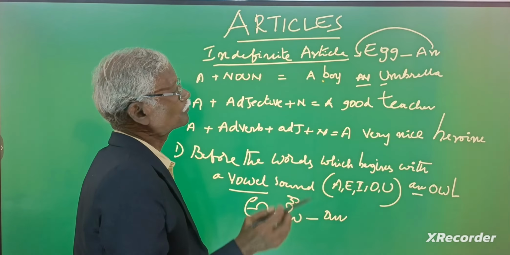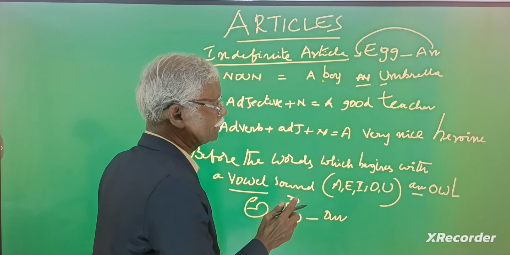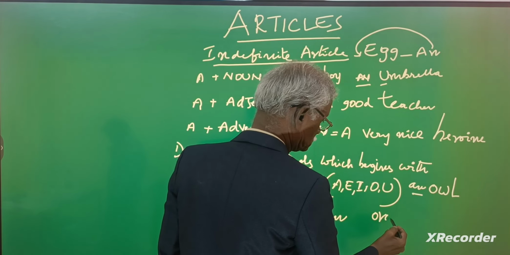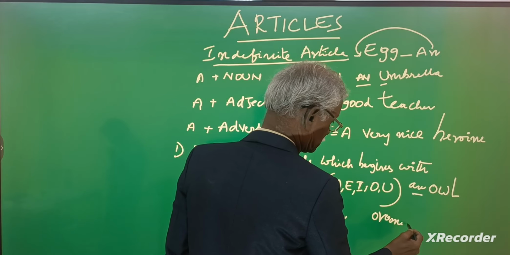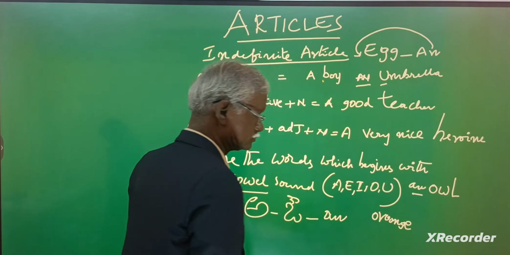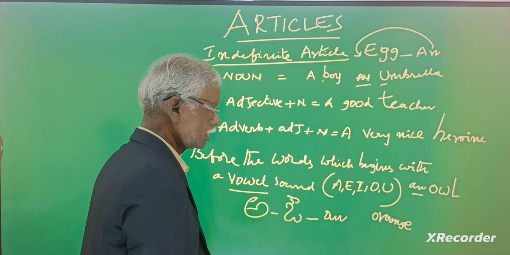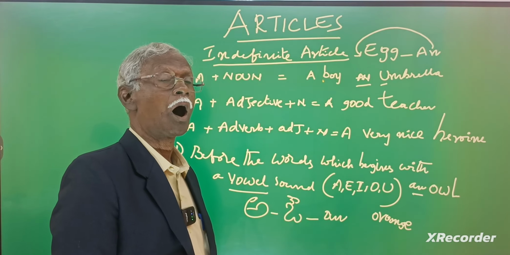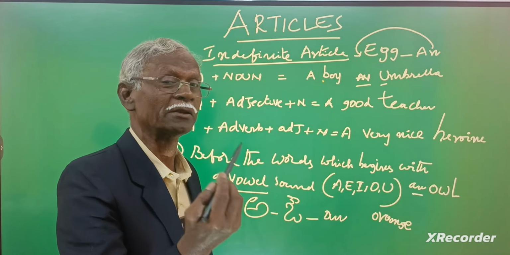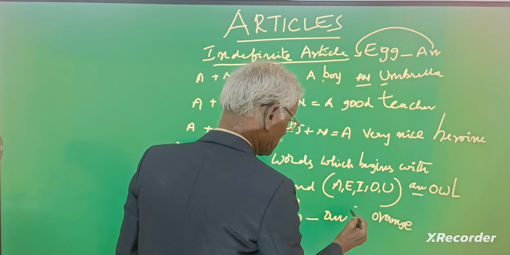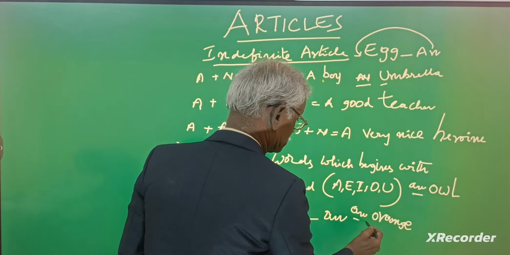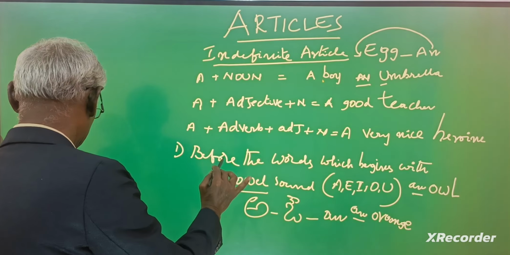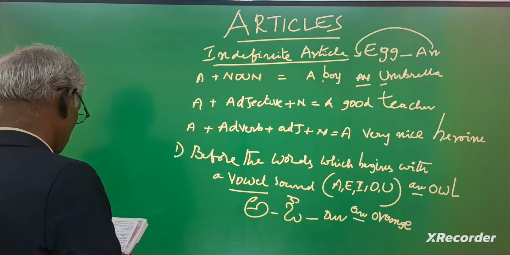Next, words beginning with O-R-A-N-G-E. An orange. An is used. Understand? So this is the first rule.